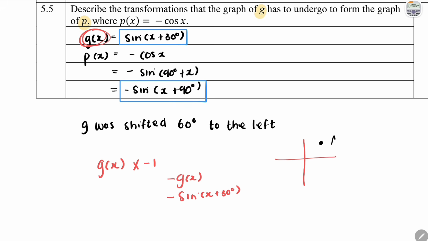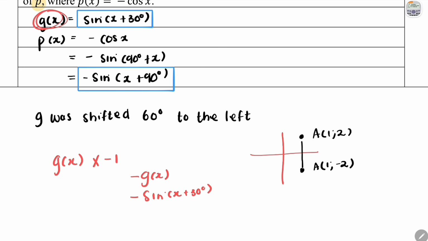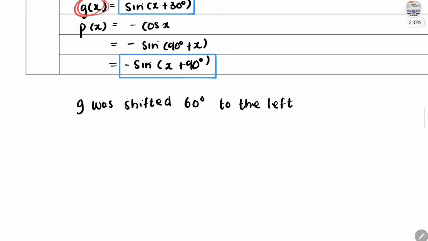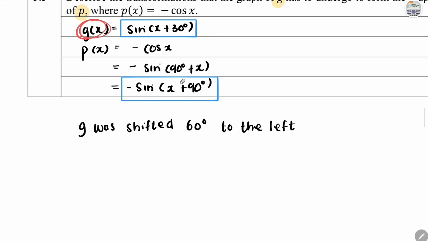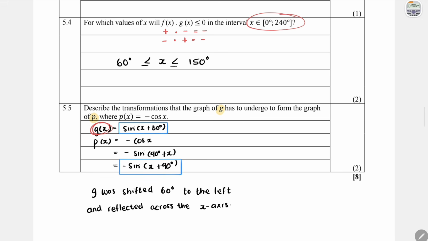So if we had a point over here, say (1, 2), and you reflect this through the x-axis, it's going to appear here. See how this point will change: the x value is still 1, but the y value will now be -2. So if you notice that all the y values of a graph change to negative, then it means that this graph was reflected through the x-axis. A reflection through the x-axis causes all the y values to be multiplied by -1. So this graph was shifted 60 degrees to the left and reflected across the x-axis. And that is our answer. And that is it for question 5.